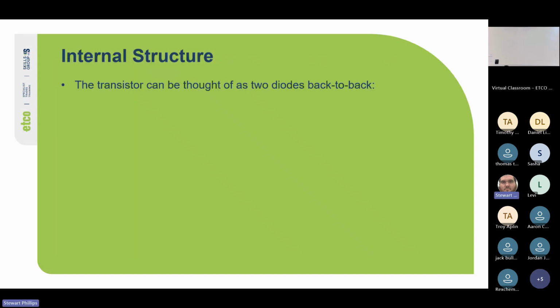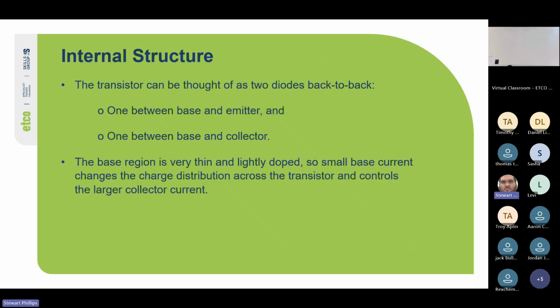Cool. So the internal structure. It can be thought of as two diodes back to back. One between base and emitter, and one between base and collector. So the base region is very thin and lightly doped. So only a small base current changes the charge distribution across the transistor and controls the larger collector current. So imagine the base as a tiny valve handle. Turning it slightly, or a small current, allows a big flow from collector to emitter. So no current in the base, no flow.